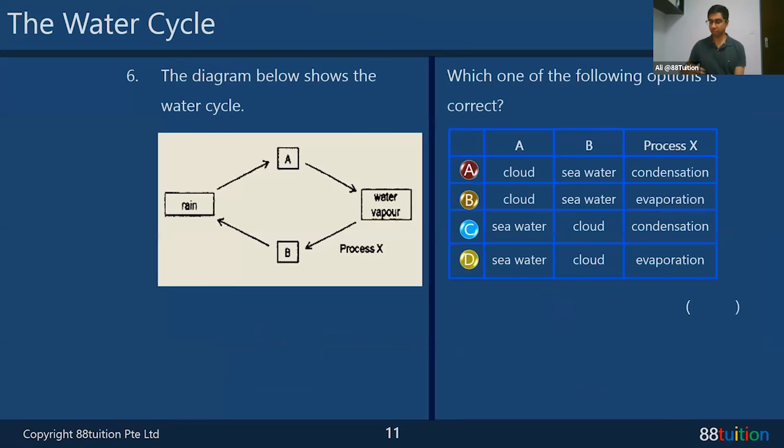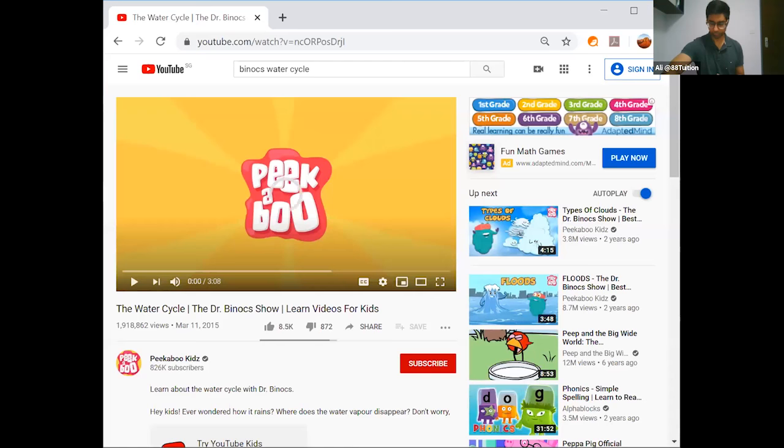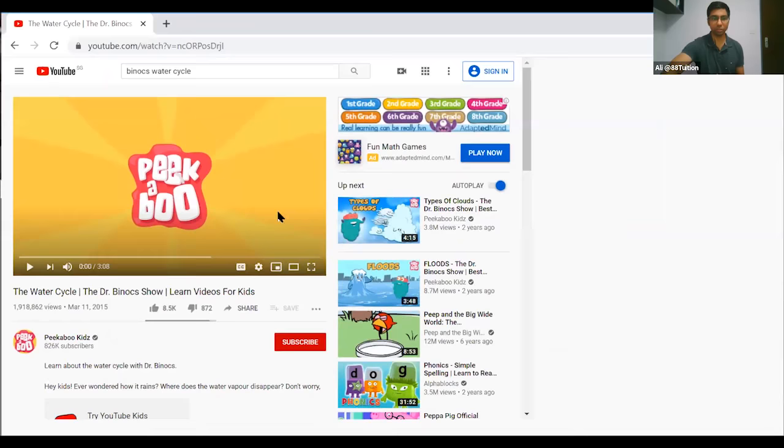Diagram below shows the water cycle. So I need to show you the water cycle video. Okay, let me see if I can go to the video. Oopsie, where's my... Okay, let's see. Share. Let me know if you cannot hear the sound. Can you see a new video now?